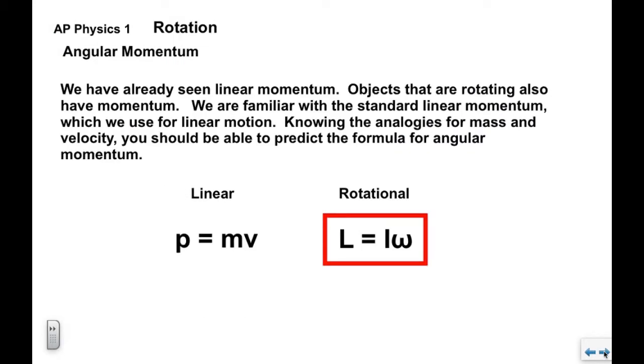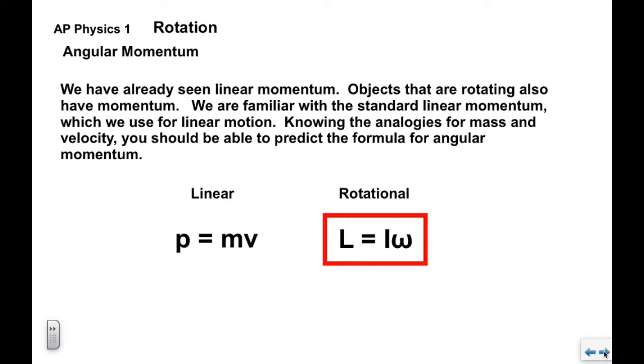Now we've already had an entire unit on linear impulse and momentum. Objects that are rotating also have momentum. We're familiar with the standard linear momentum, p equals mv. Knowing the analogies for mass and velocity, you should be able to predict the formula for angular momentum.